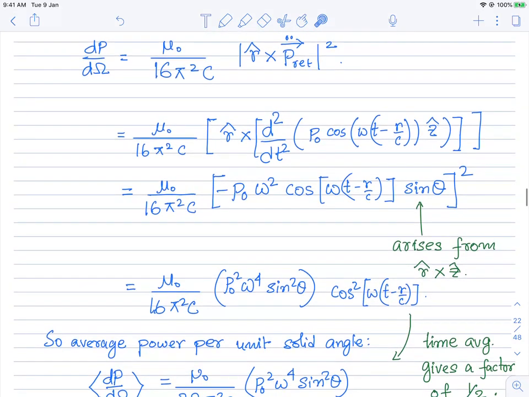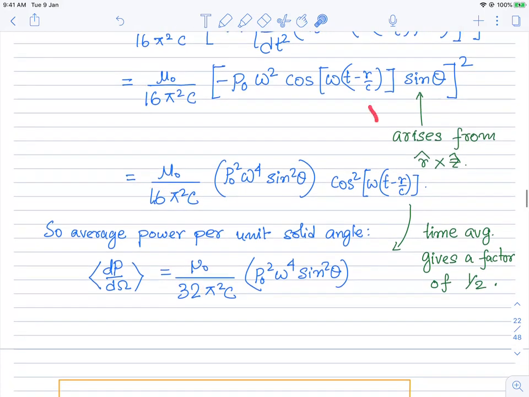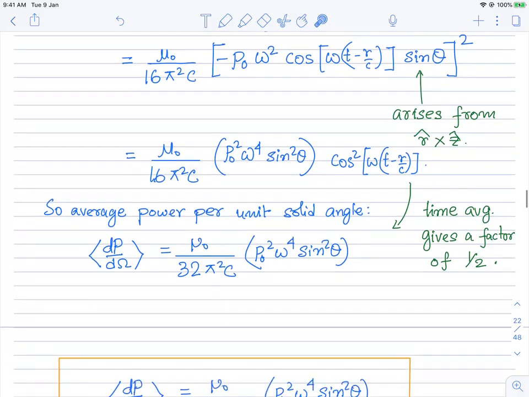Okay, this is the power per unit solid angle. Now for the average, you will just average over cos square, and that is going to give you a factor of half here. And the omega, because it was inside the square, this omega square, therefore this goes as omega to the 4. Okay, this omega to the 4 is also very, very important. So there are two very important aspects of this formula. One is this omega to the 4 here, and the other is this sine square theta. So this is the angular dependence in which power is emitted.